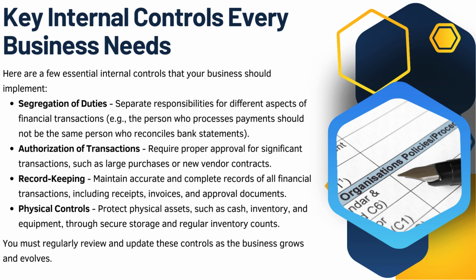Authorization of transactions: require proper approval for significant transactions, such as large purchases or new vendor contracts. Record keeping: maintain accurate and complete records of all financial transactions, including receipts, invoices, and approval documents. Physical controls: protect physical assets, such as cash, inventory, and equipment, through secure storage and regular inventory counts. You must regularly review and update these controls as the business grows and evolves.